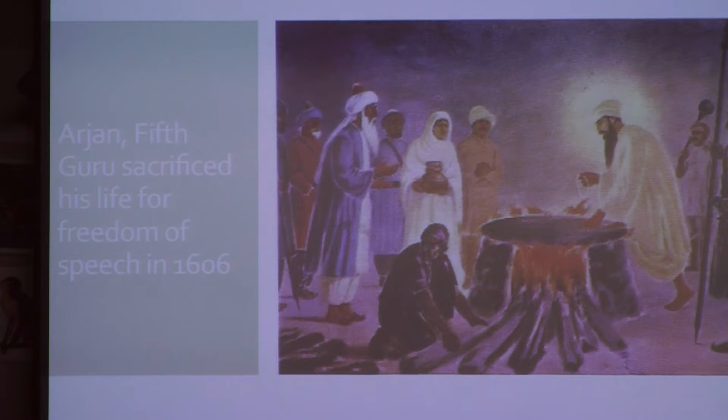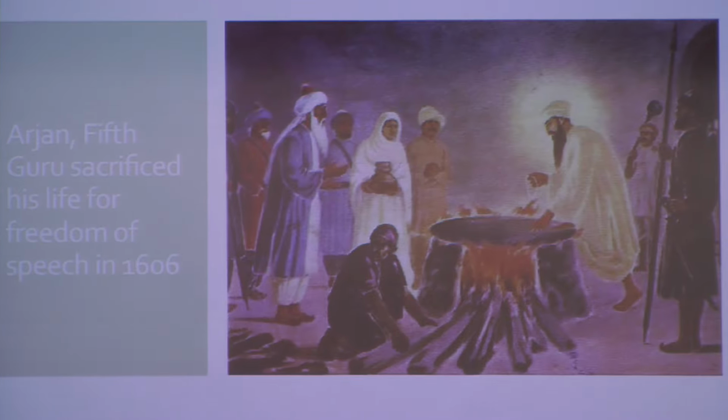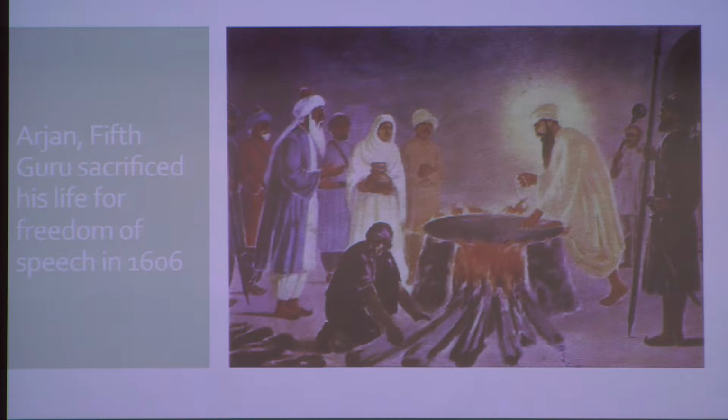So when you have these ideas, what happens? The kings, the rulers don't like it. So this was the first martyrdom that came out of Sikhism. The fifth guru was literally fried alive, because he refused to change the scripture. He was asked to make some changes, and he declined.